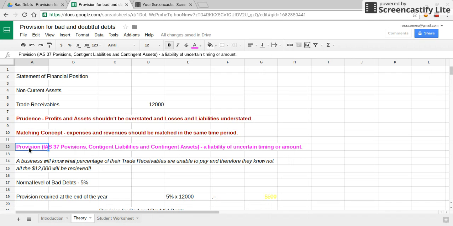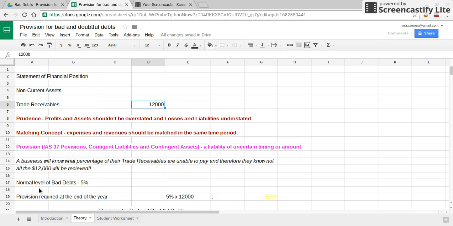So what we need to create is something called a provision for bad and doubtful debts. And it's very much like a provision for depreciation. Provisions come from, for those of you studying A-level, IAS 37, which looks at provisions, contingent liabilities and contingent assets. And a provision is a liability of uncertain timing or amount. So in this case, we don't know exactly when or which customers aren't going to pay us, and we don't know the exact value, but we need to make a best guess.